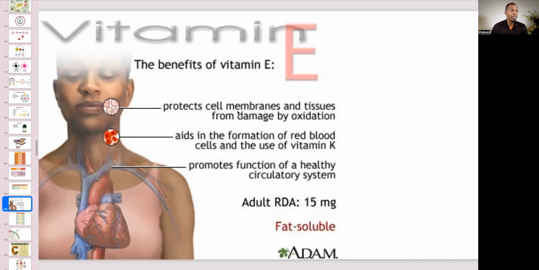Protects cell membranes and tissues from damage by oxidation. So now we're getting a little bit of understanding: if I see oxidation, I'm thinking oxidative stress. Now we're understanding the terminology that's out there. We're just going to break it down in elementary terms. Aids in the formation of red blood cells and the use of vitamin K. Promotes function of a healthy circulatory system.